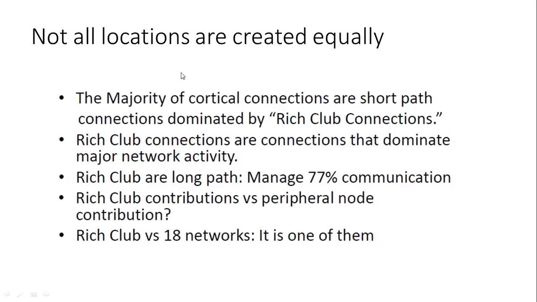Okay, so not all locations are created equally. We have rich club networks, these major hubs, and we have smaller networks. And the rich club network do manage 77% of communication. And good news is that a lot of the rich club network hubs match up fairly close with the 10-20 system. So that's why you might be able to argue that you could make a pretty good impact on these networks like the working memory network. Till we have a lot more research, we won't know. So it's pretty experimental to be doing this.